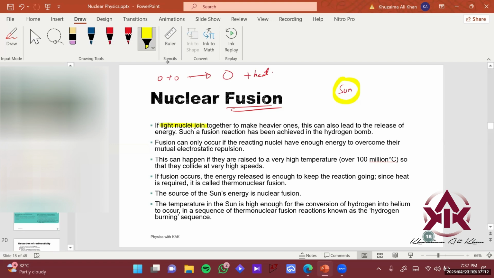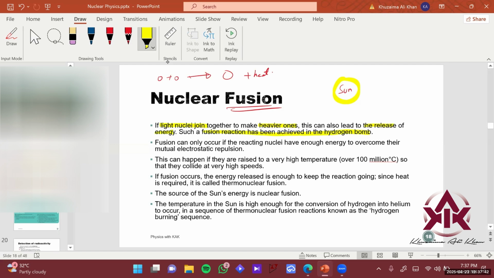If light nuclei join together to make heavier ones, this can also lead to the release of energy. Such a fusion reaction has been achieved in the hydrogen bomb. So we have done this, but it was not a good attempt. This was just a hydrogen bomb, which was dropped at Hiroshima and Nagasaki in World War II. It was under experimental stage, so they tested on humans. There was not a good output. Still, Hiroshima and Nagasaki are radioactive.